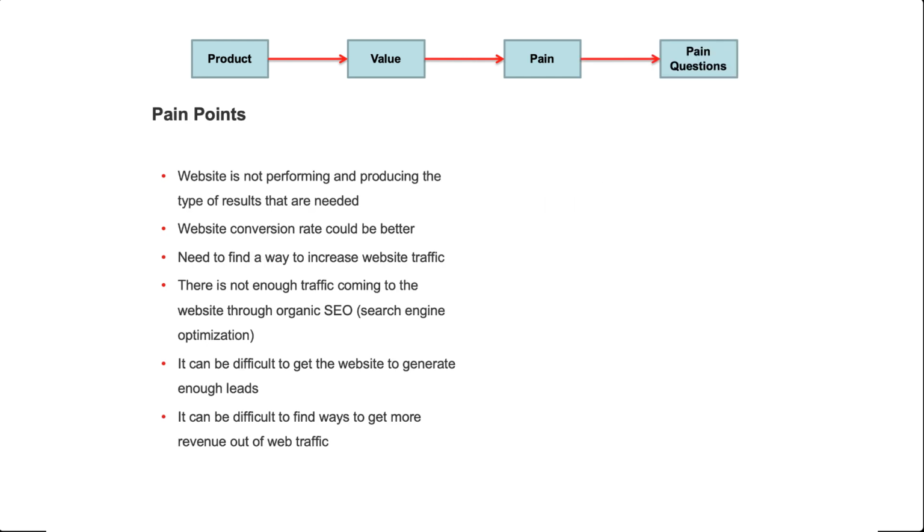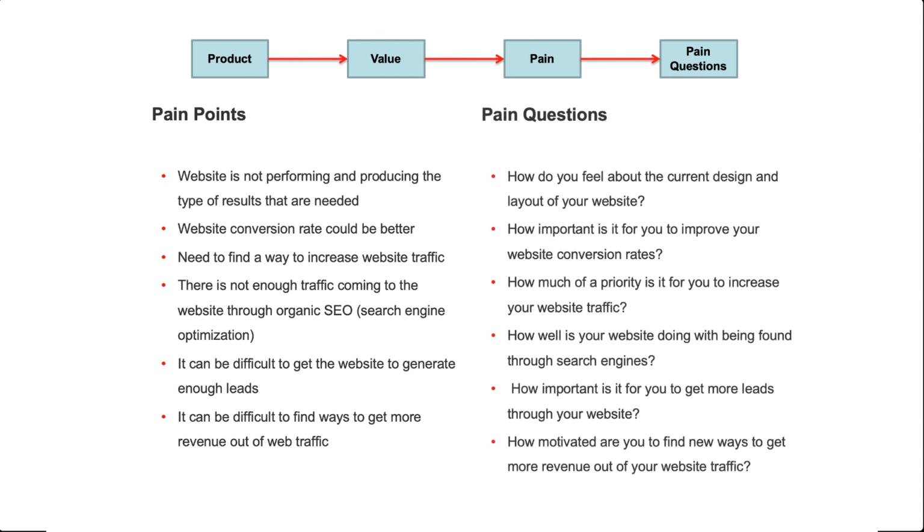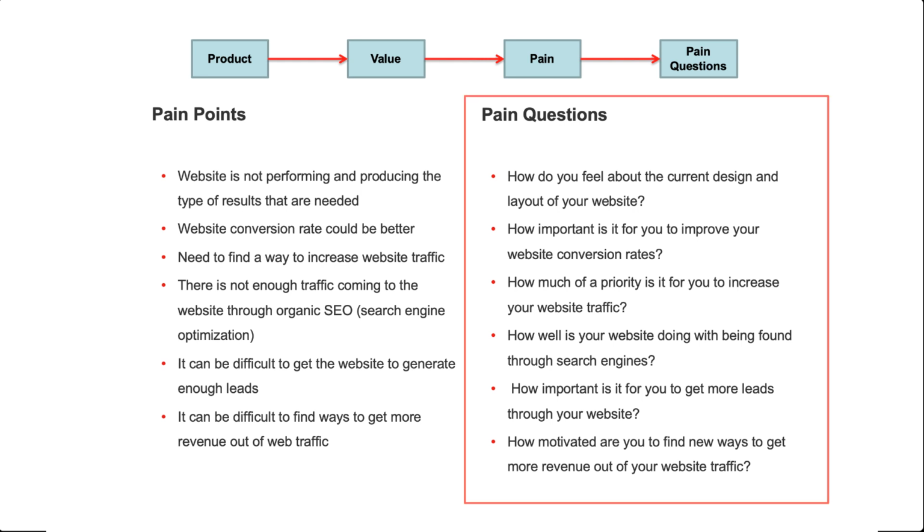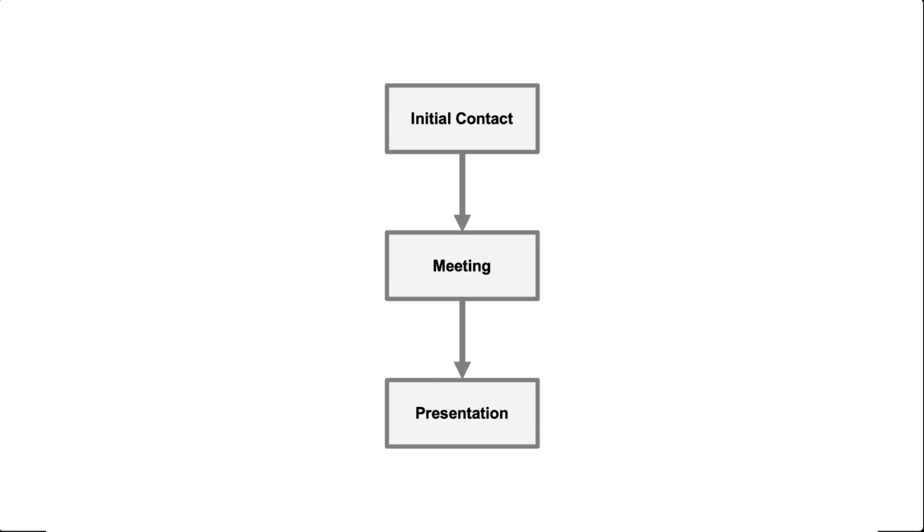Once you have the pain points that your product addresses, for each pain point you should be able to develop a pain question. So if your website's not performing, how do you feel about the current design and layout of your website? How important is it for you to convert more? How much of a priority is it for you to get more website traffic? That process can help you to build your pain questions. And when you combine your pain questions with your current environment questions, you then have what you need to pre-qualify your prospects. Now let me show you where you want to pre-qualify your prospects in terms of the sales process.